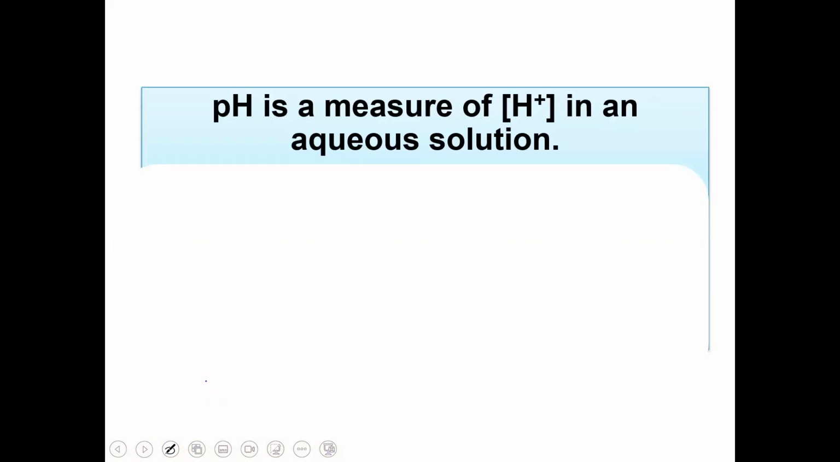What is the primary definition? It is the power of hydrogen. It is a measure of H+ ion concentration in an aqueous solution. So you have to copy this definition. I've copied.